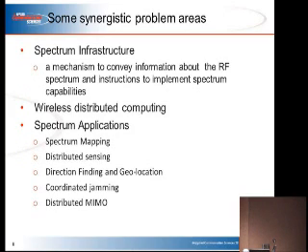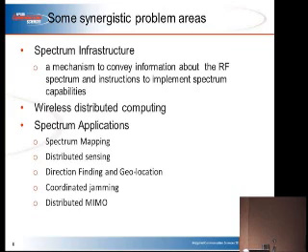So we try to describe a problem here, and it's clearly a problem that has a lot of synergistic other problem areas, other related problems. One related problem is the problem of spectrum infrastructure. Spectrum infrastructure is about having a mechanism to convey information about the spectrum and instructions on how to implement spectrum capabilities, and clearly that has a distributed aspect to it. Another area that's synergistic is wireless distributed computing. We all know about distributed computing. Wireless distributed computing is doing distributed computing in a wireless environment.